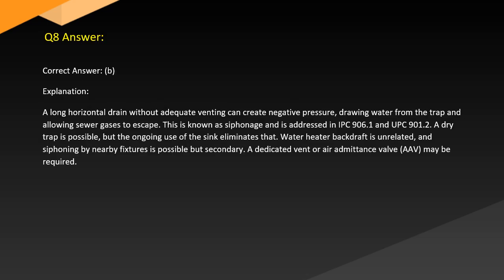Answer. Correct answer: B. Explanation. A long horizontal drain without adequate venting can create negative pressure, drawing water from the trap and allowing sewer gases to escape. This is known as siphonage and is addressed in IPC 906.1 and IPC 901.2. A dry trap is possible, but the ongoing use of the sink eliminates that. Water heater backdraft is unrelated, and siphoning by nearby fixtures is possible but secondary. A dedicated vent or air admittance valve may be required.